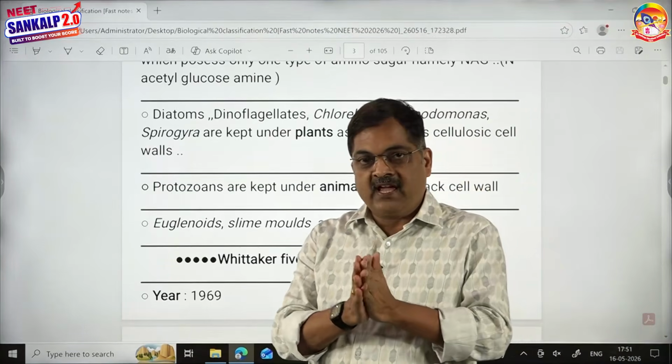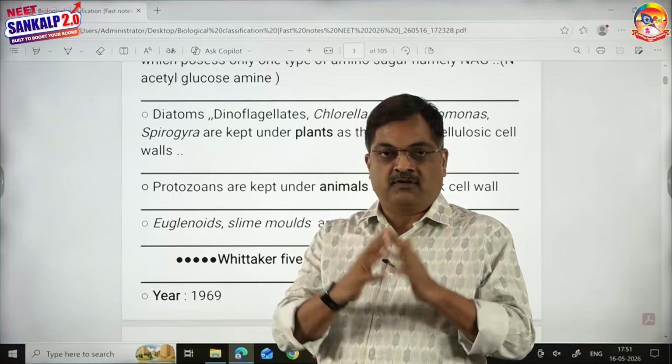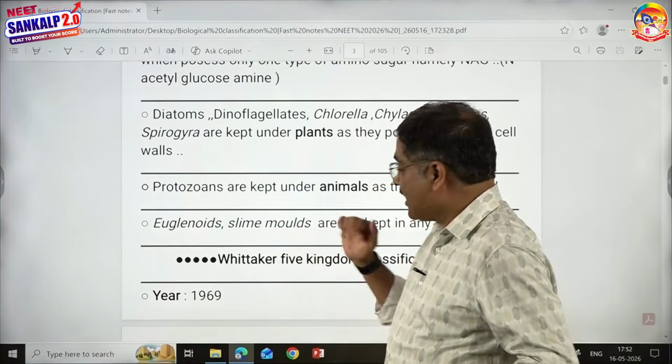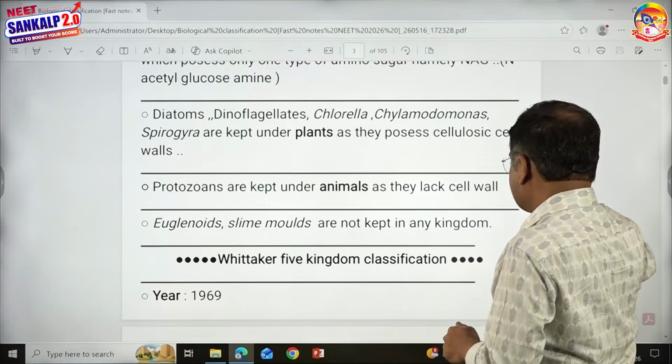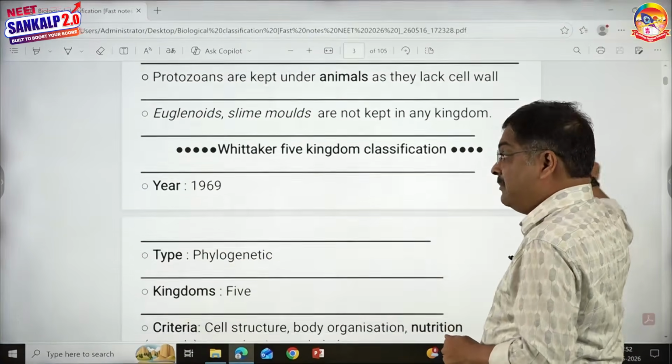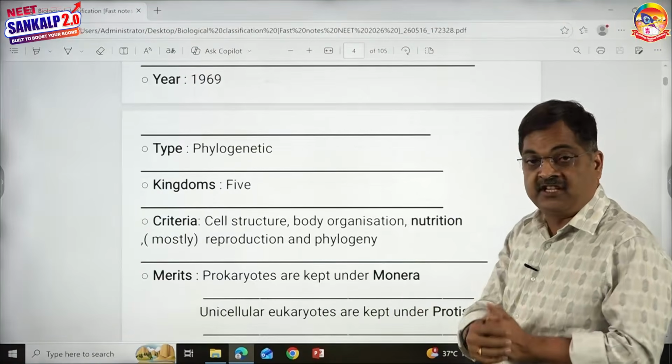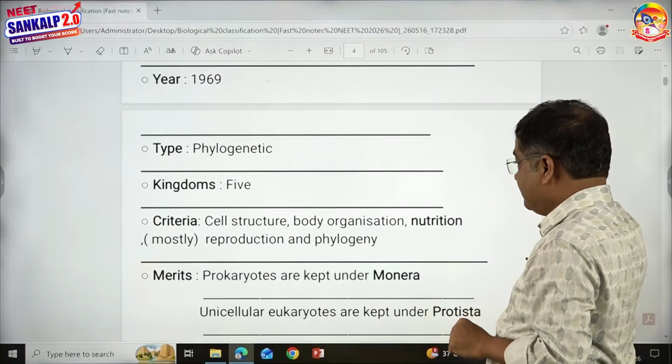In fact, we gave a nice description of Linnaeus's classification, a nice facelift. Without wasting any time, we'll go to Whittaker's classification. Please remember the year 1969. The type of classification is phylogenetic, and there are 5 kingdoms.